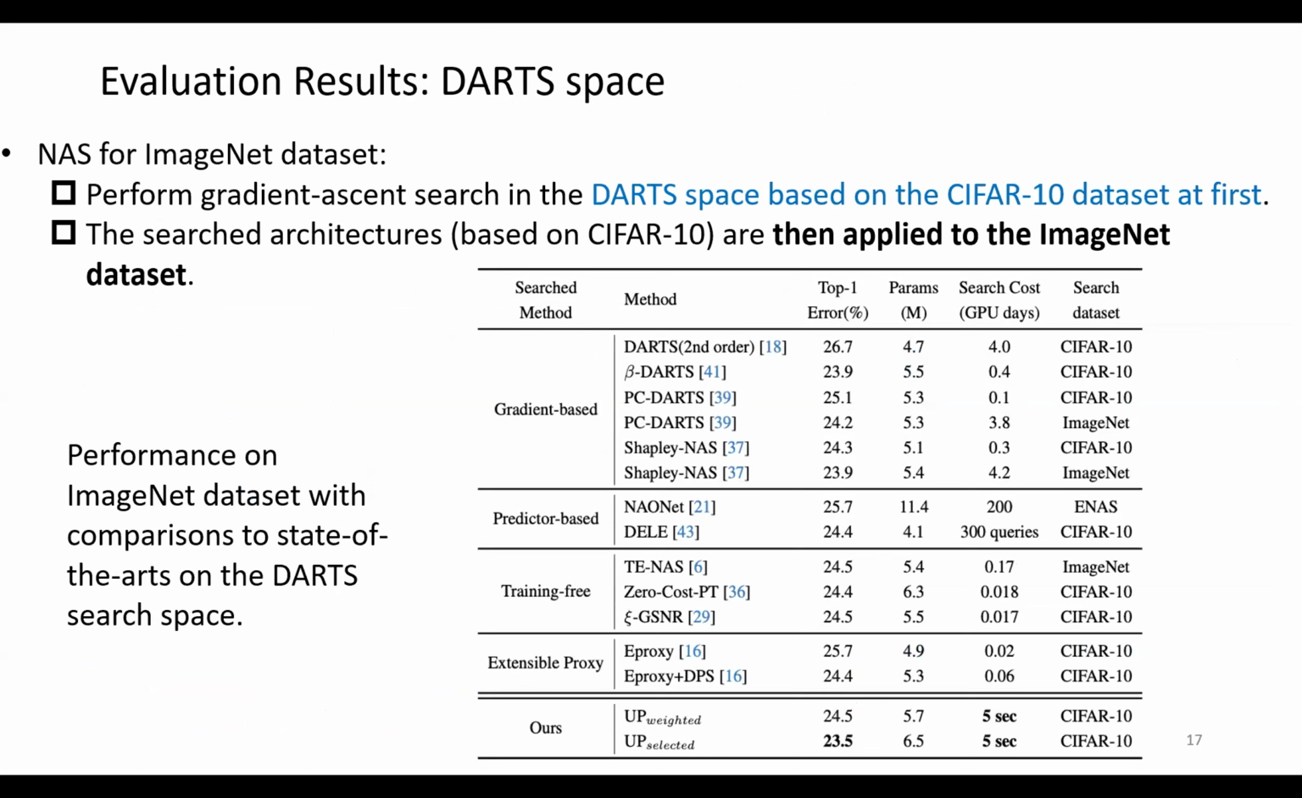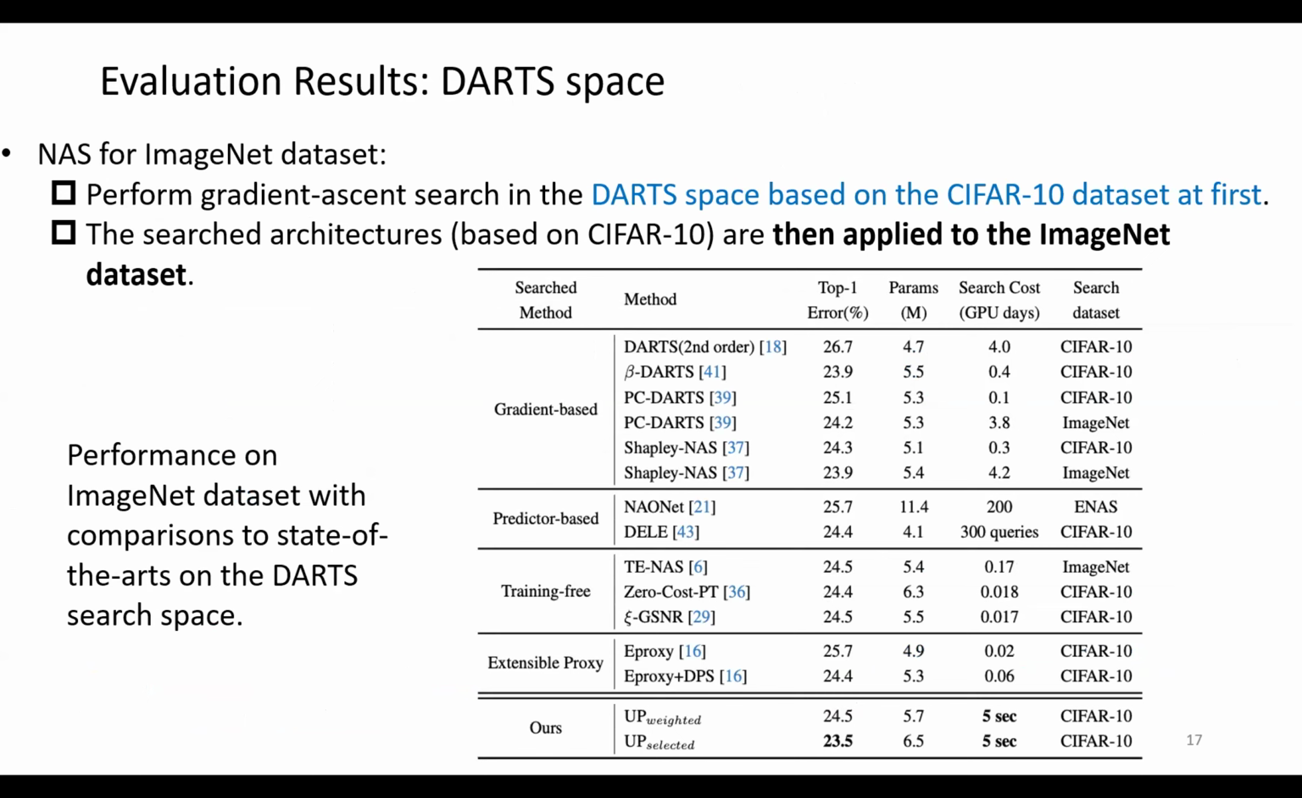Later we also applied our approach to the search on ImageNet. Because ImageNet is too large, we simply perform our gradient ascent search.